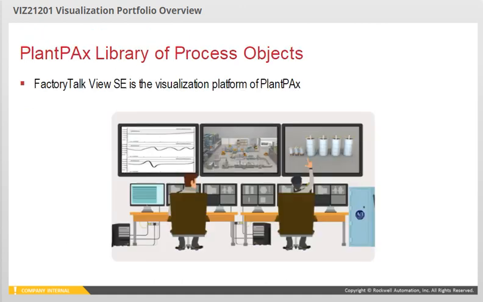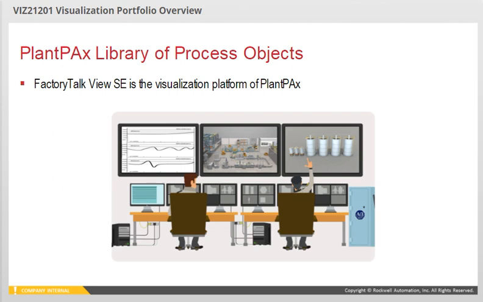FactoryTalk View SE is the visualization platform of the Rockwell Automation Plant PAX Modern DCS for process control applications. Plant PAX is a collection of Rockwell Automation products, software, and pre-engineered application code, all tested and characterized to fit the needs of the process automation industry.